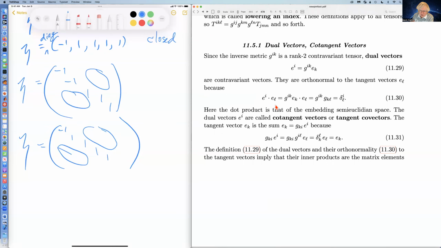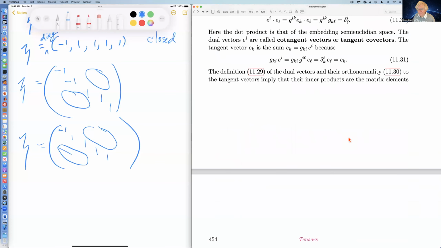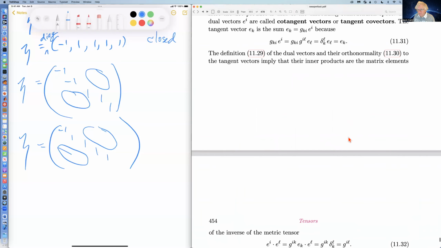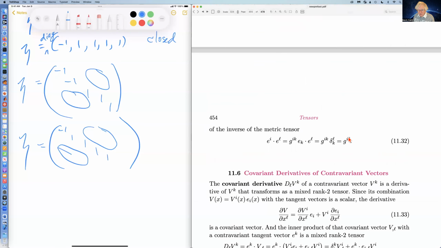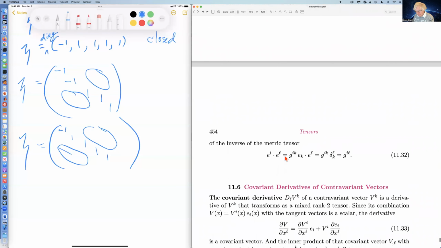We can also say that the lower tangent vector is a sum of the metric tensor on the cotangent vectors, and again, it's because the cotangent vectors are given this way, and the G lower times G upper is the identity matrix, and you get A K. Well, and then you can show that the inner product of two cotangent vectors is of this form, and on the other hand, this with that is a Kronecker delta, and so that gives us G I L.